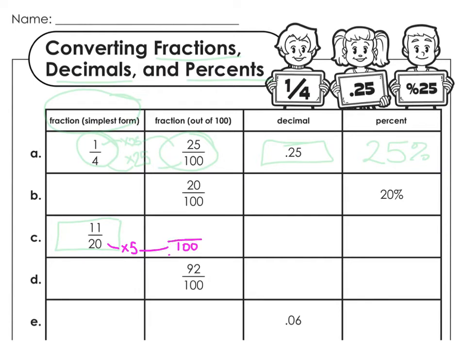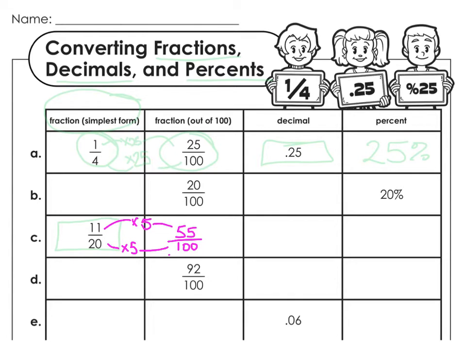And then because you have to do the same thing to the numerator that you did to the denominator, in order to create equivalent fractions, you're going to do 11 times 5. And that creates 55. So now you have 55 100ths.